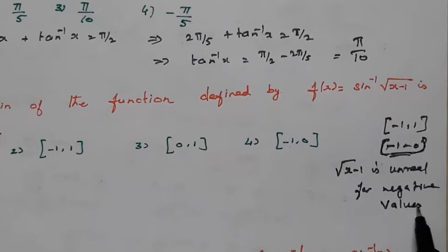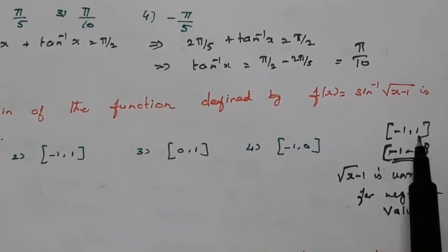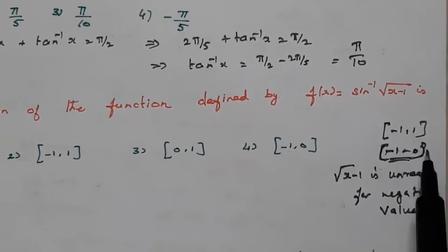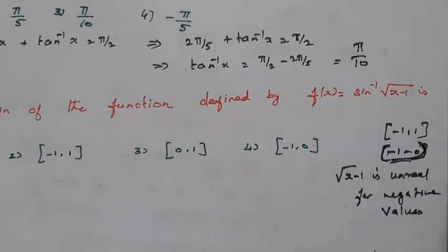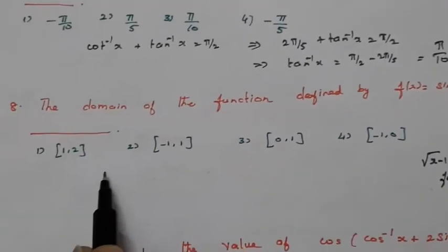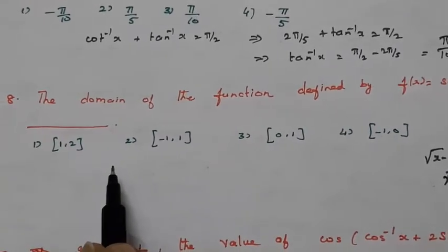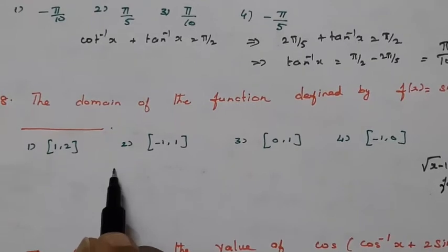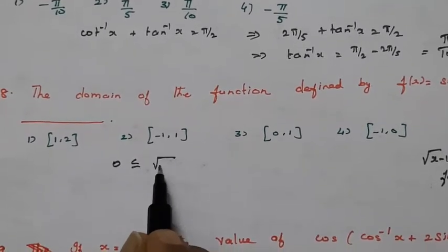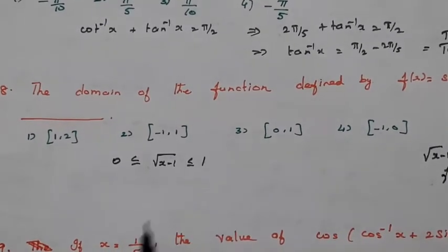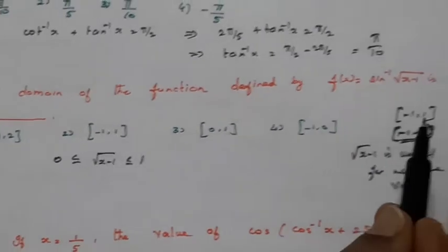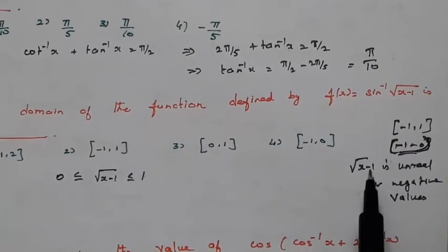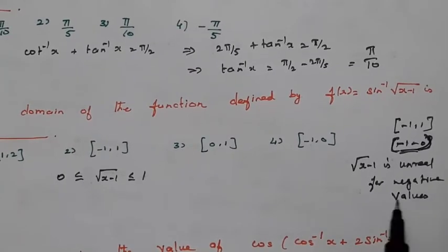So instead of taking the domain to be the closed interval minus 1 comma 1, let us take the closed interval 0 to 1. Therefore, 0 is less than or equal to root of x minus 1, which is less than or equal to 1. Instead of taking minus 1 to 1, we have taken the domain to be 0 to 1 because root of x minus 1 will be imaginary for negative values.